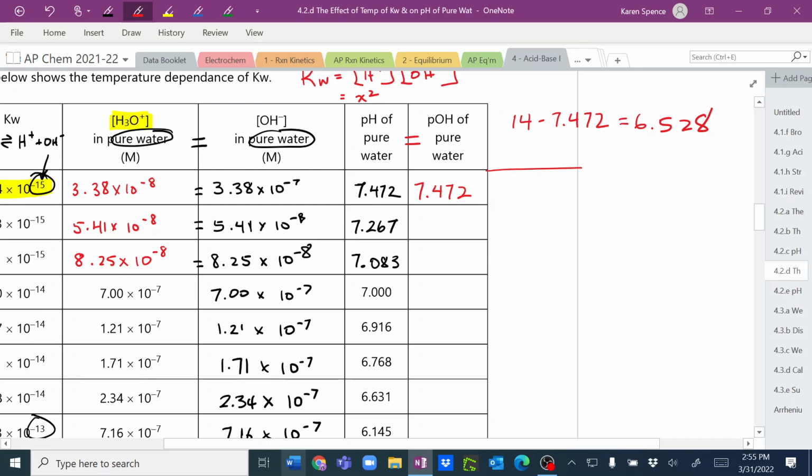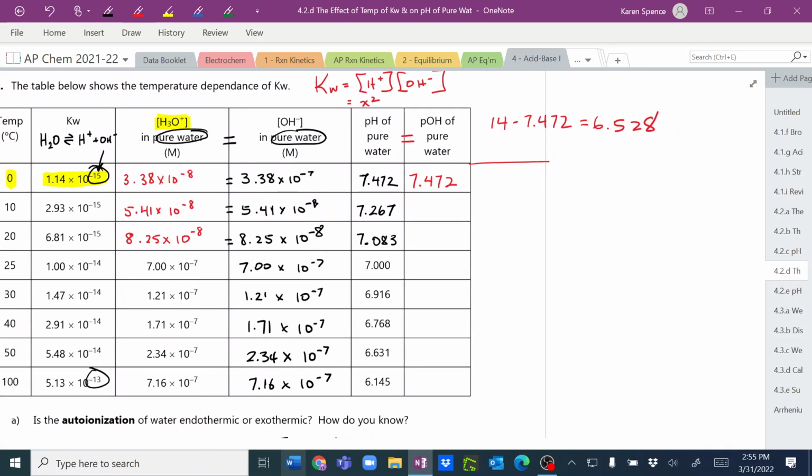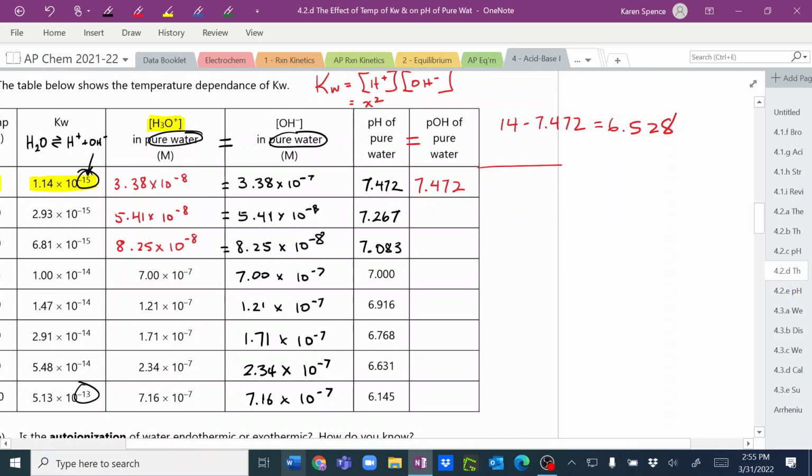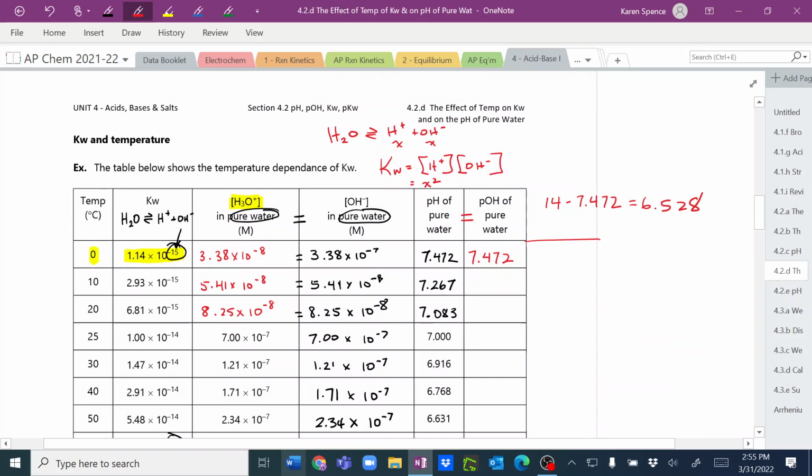And the reason is that if you have Kw, and if Kw is changing, then what else is changing? If Kw changes, concentration changes, yes, but pKw also changes. It is no longer 14.